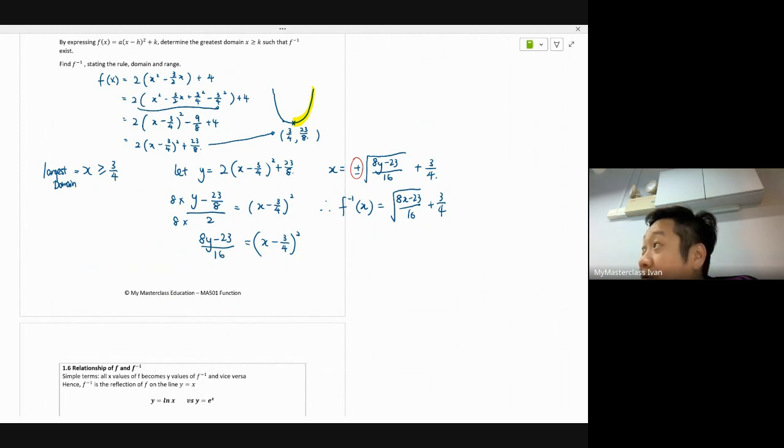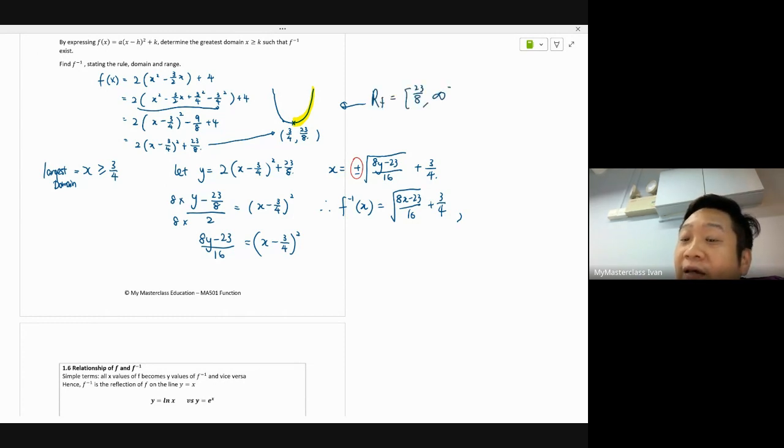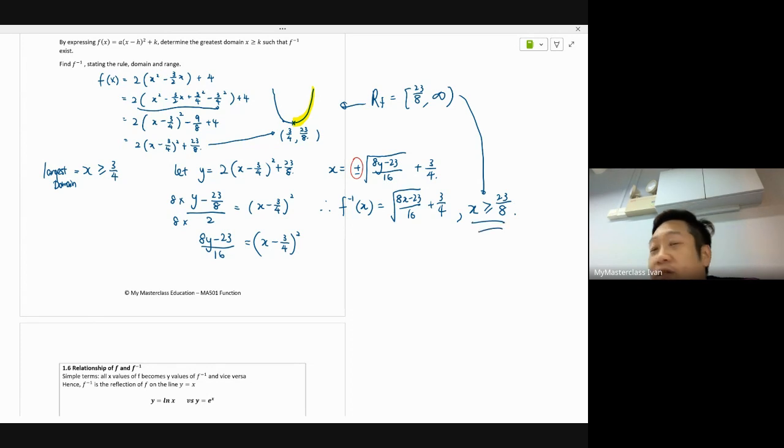Correct. Very good. That's the part I'm going to talk about. Then the domain of f inverse. Remember, the domain of f inverse depends on the range of f, right? So look at here. What's the range of f? It is from 23 over 8 to infinity, right? Yes. So the domain will be the range of f, okay, x must be greater than or equal to 23 over 8. And this is the domain you must put. Many students forget to put this.